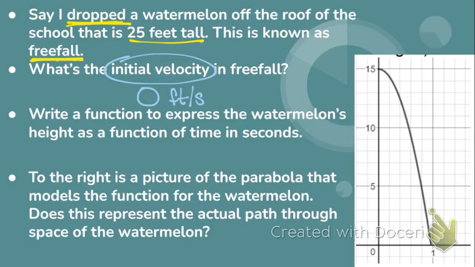I want to write a function that expresses the watermelon's height as a function of time in seconds. So what we left off with on Wednesday: h is equal to negative 1/2 g t squared plus v naught t plus h naught.